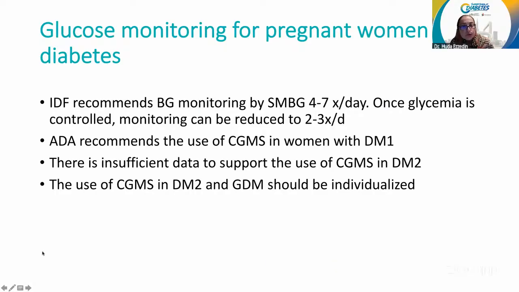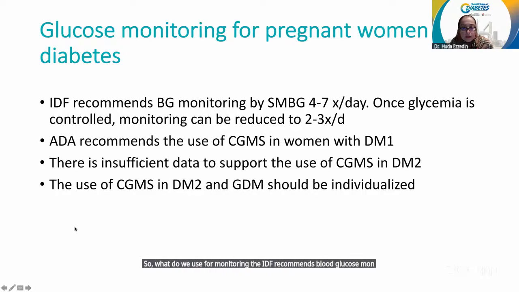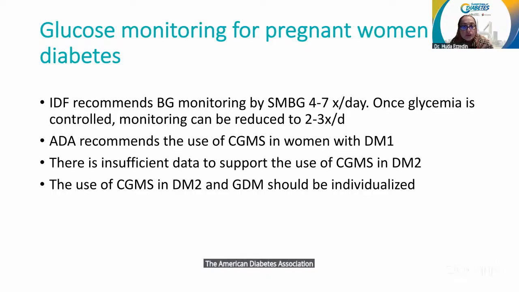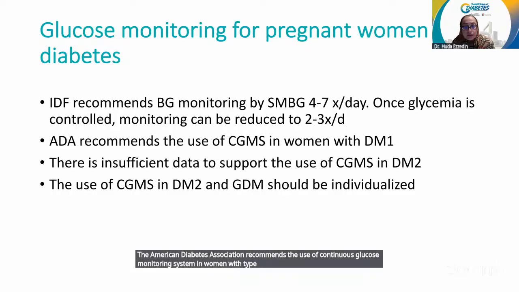So what do we use for monitoring? The IDF recommends blood glucose monitoring by the finger prick, the capillary, 4 to 7 times per day. Once glycemia is controlled, monitoring can be reduced to 2 to 3 times per day. The American Diabetes Association recommends the use of continuous glucose monitoring system in women with type 1 diabetes, of course on insulin, but regarding type 2, there is insufficient data to support the use of continuous glucose monitoring system in type 2.